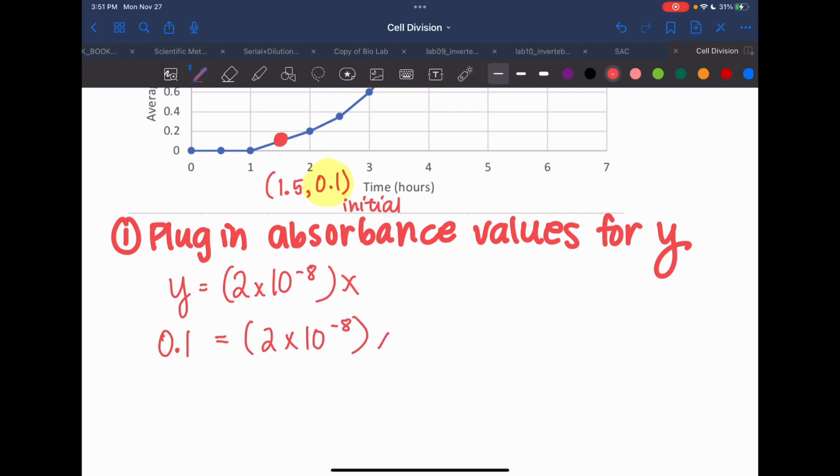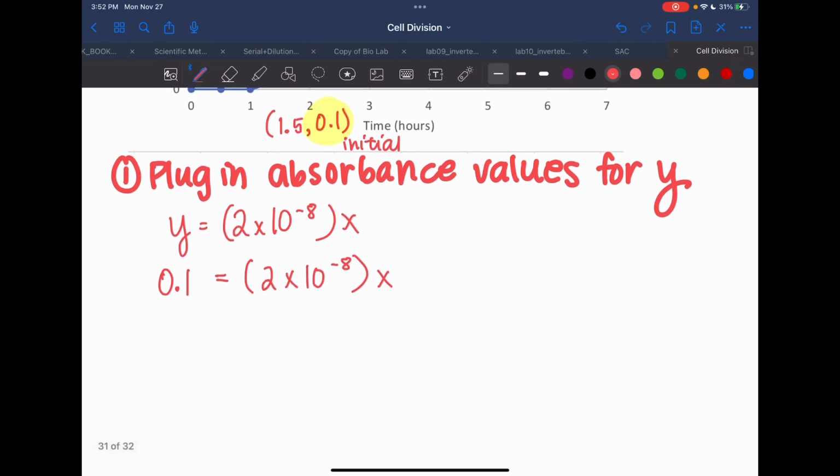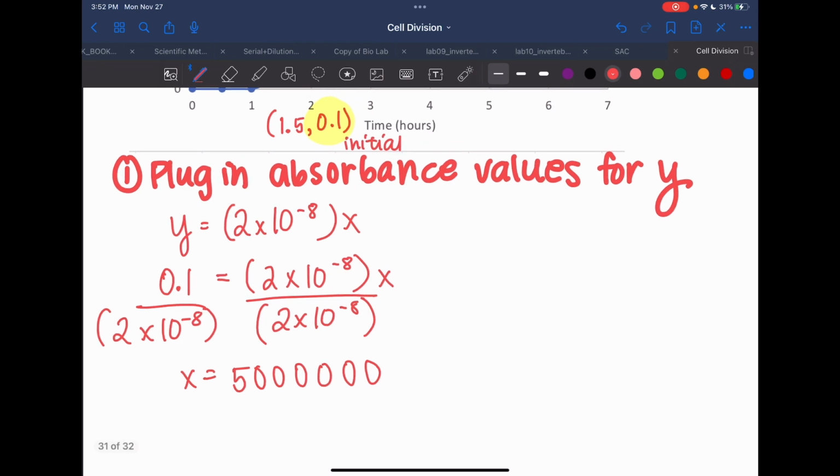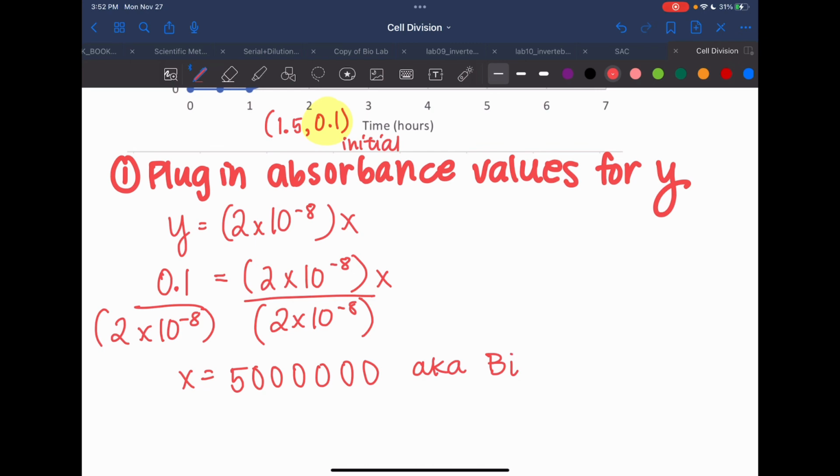And I'm just rewriting this so you can see my work. And then essentially you're dividing both sides by that exponent. Right? If you're doing this in the calculator, please be very, very careful about the exponent. So give me a sec. Let me plug it into mine. So 0.1 divided by 2 times 10 to the negative 8 gives me x equals, let me count my zeros, 1, 2, 3, 4, 5, 6. Right? So this would be aka our b of i.